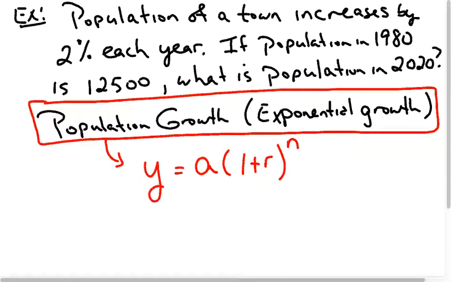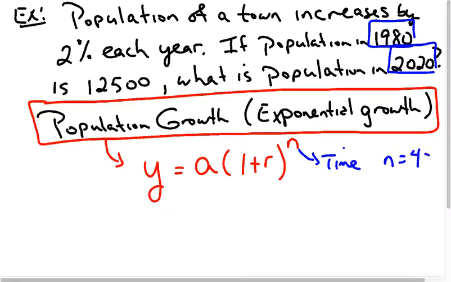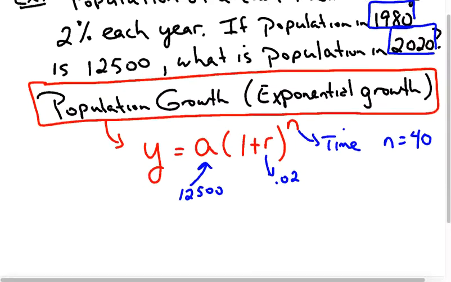N is just going to be time, so we could actually use t there if we want to, or we can use n. Okay, but this is time. And time can be measured in any kind of way. In this case, it's going to be years, because we're going from the year 1980 to the year 2020. So n is going to equal 40. There's 40 years that pass in that time. The rate is going to be 0.02. We started out with 12,500 people. And now we just got to put the information in.